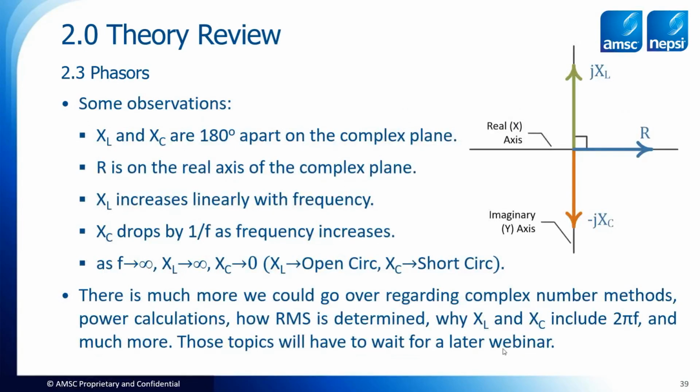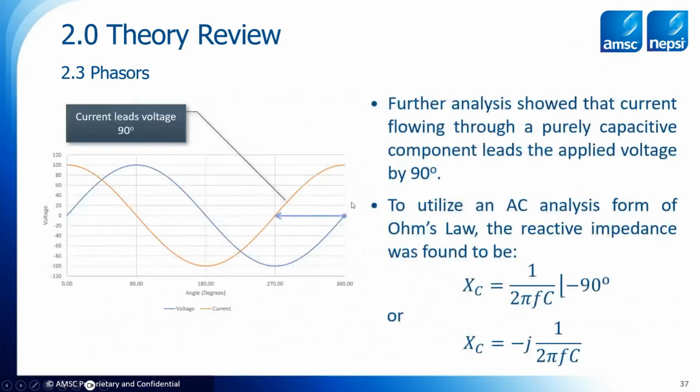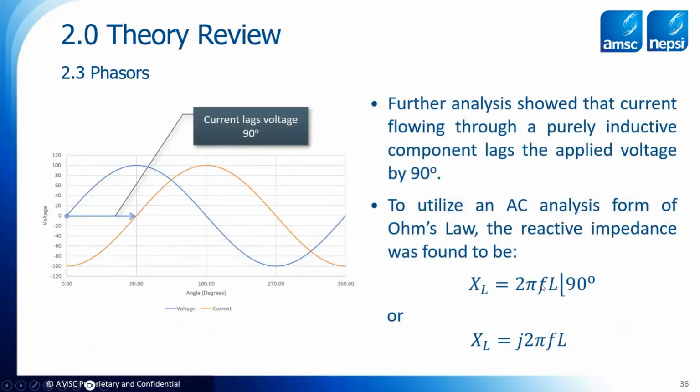X sub L and X sub C are 180 degrees apart on the complex plane over on the right-hand side. You want to plot minus JX sub C, it's down. JXL is up. R is on the horizontal line of the complex plane. X sub L increases linearly with frequency, right? There it is, 2 pi FL. So as F goes up, X sub L goes up linearly.